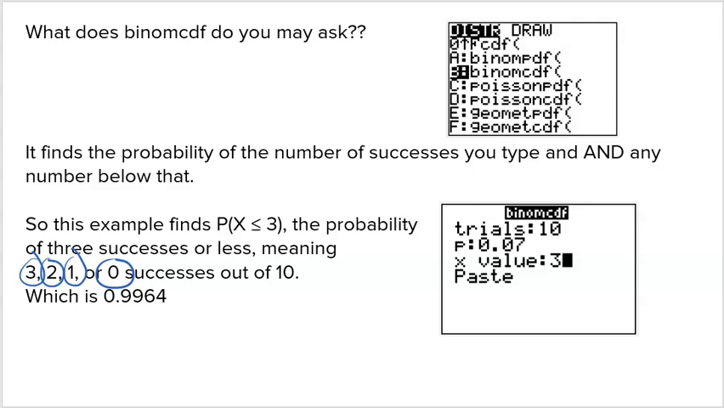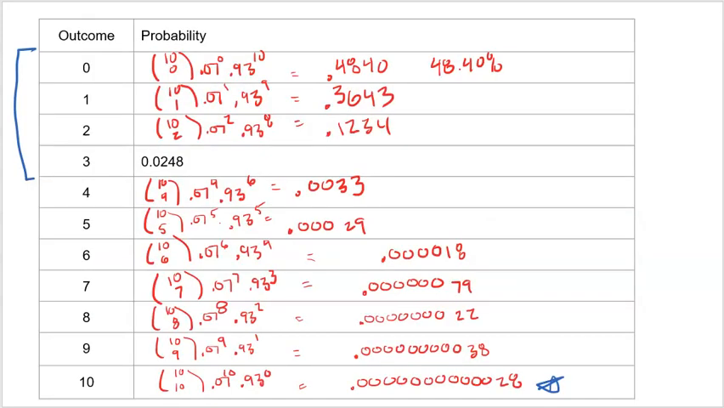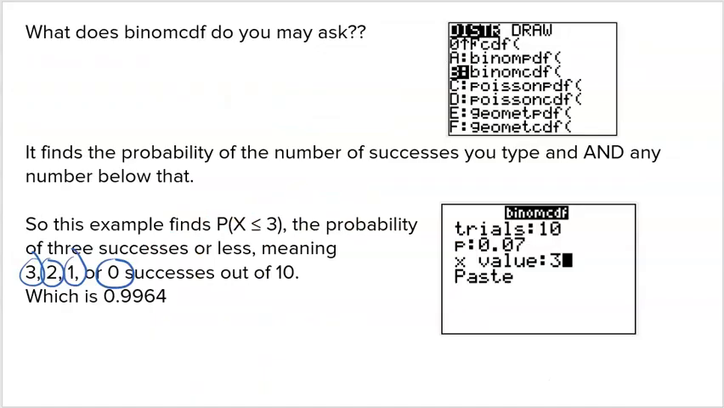So again, very, very likely. Go back to this. If I add up the first 4 possibilities, 0, 1, 2, and 3, I'm at over 99%. So it's very likely that that's how many you're going to get. 4, 5, 6, 7, 8, 9, 10, extremely unlikely to have that many successes when you only have a 7% chance of O negative blood. So the Binomial PDF and the Binomial CDF are going to save you lots of time on a test or quiz.